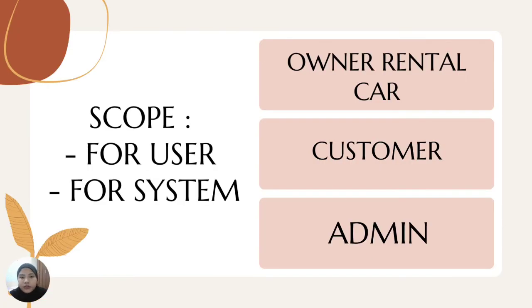So for scope, there are two types of scope with this system, namely system scope and user scope. For user scope, among those involved is the rental car owner. The owner has the power to update existing cars and can also view notifications and booking details entered into the system. It can also update data and manage the system.